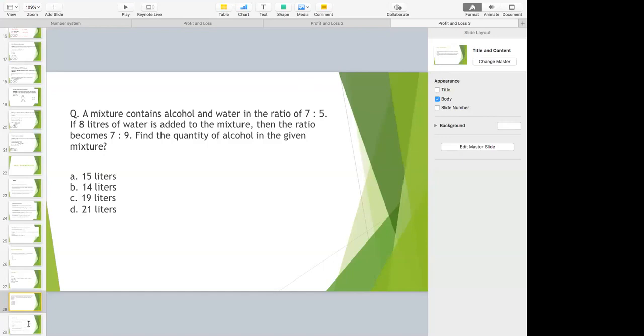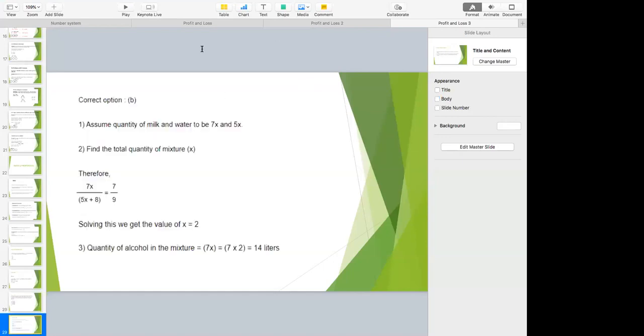Okay, I'll show you the solution with X. So guys, look into the solution. They have assumed, since the initial ratio was given as 7 is to 5, the quantity of milk and water as 7x and 5x. Now, according to the question, water increased by 8 liters. So initially we had 5x liters of water, but now we will have 5x plus 8. And the new ratio is 7:9. So they have made this equation: 7x divided by 5x plus 8 is equal to 7:9. Cross multiply, you will get the value of x as 2.